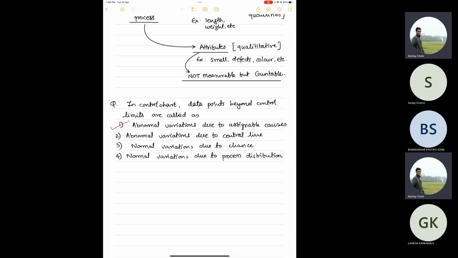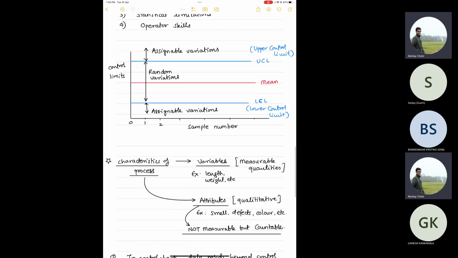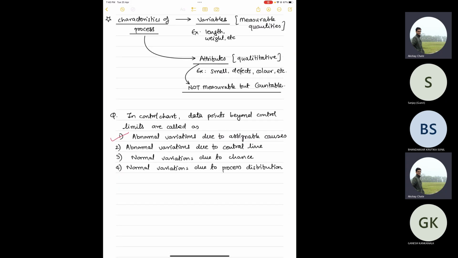Here also, this second option, abnormal variations due to center line, is a random thing. There is no meaning to this for this context. And the last option, normal variations due to process distribution, also doesn't make any sense. So options first and third are the only competitive options for a correct answer. The third option is normal variation due to chance, so that is not beyond the control limits, that is within the control limits. Therefore the first option is correct.